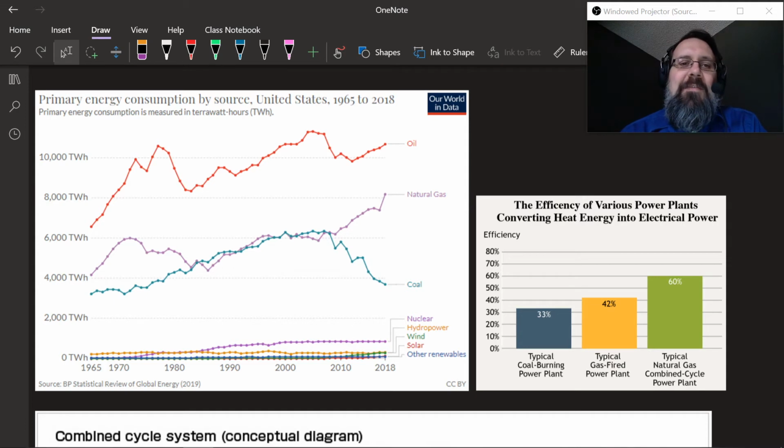I wanted to show you this graph because this isn't just the percentage of consumption. It's actually the raw terawatt hours, so it's a unit of energy, showing how much actual energy we're getting. I just wanted to show this to you guys because I think it's a really cool graph. This is just for the United States.